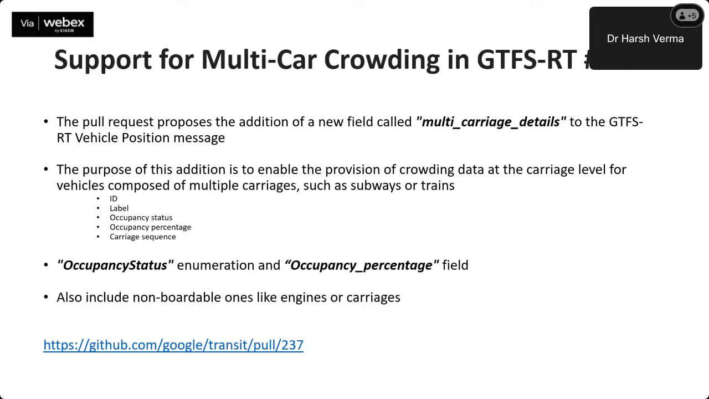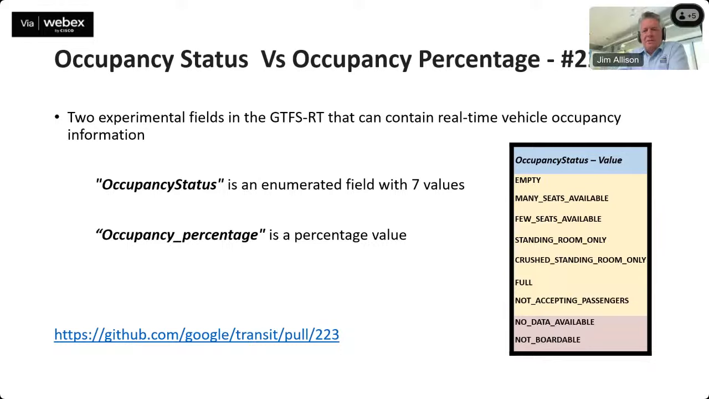But if we go to the next slide, the occupancy status had different fields, and there were initially 7 values, and you can see them on the sidebar here: empty, many seats available, few seats available, standing room only, crushed standing room only, full, and not accepting passengers. These were the data fields that were thought of with the GTFS GitHub. These would be the important fields, and then there would be these other fields where no data was available or it's not boardable. And that would be the example. Not boardable would be the cafe car.